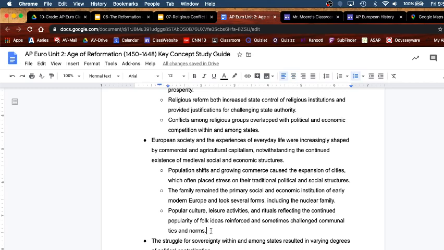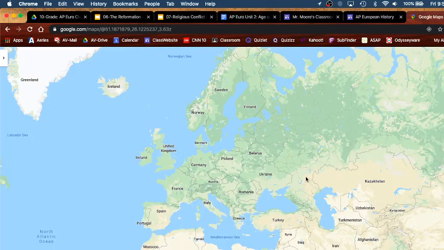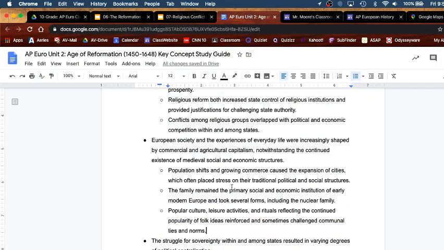So that's what's going to happen in this age of Reformation. I'm going to go back to this word, Reformation. The point of the Reformation is going to be to try to fix problems that people see in the Christian church, and specifically the Catholic Church. This Reformation is not going to affect the Orthodox Church. When the Reformation begins, there's really just the Catholic Church in the West and the Orthodox Church in the East. And when it's all done, millions of people are going to be dead, and there's going to be a third type of Christianity. The struggles for sovereignty within and among states resulted in varying degrees of political centralization.